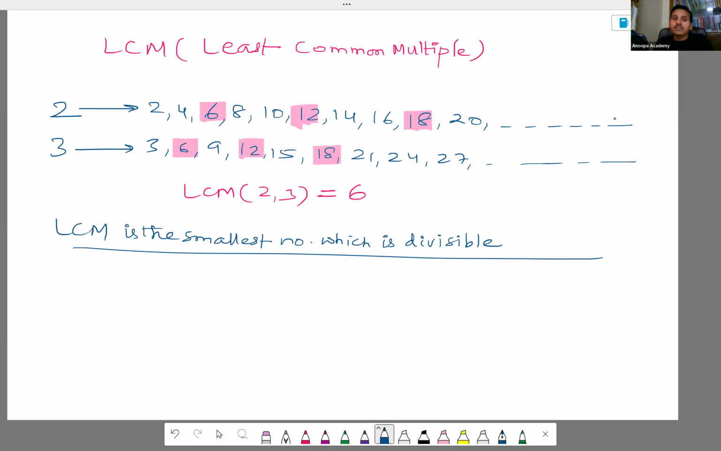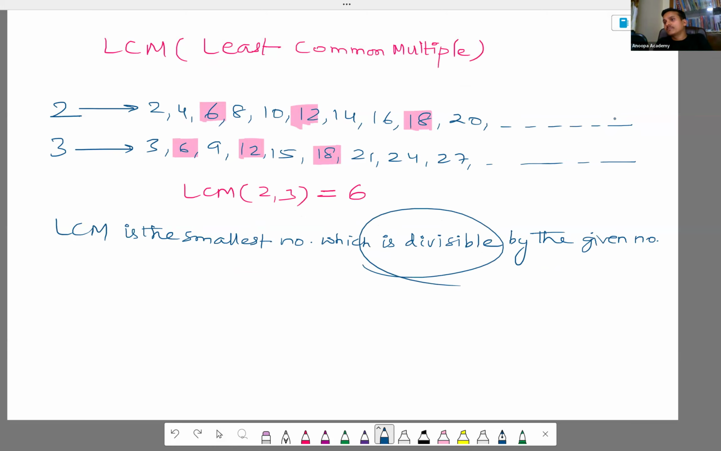Yes. Perfect. So LCM is the smallest number which is divisible by the given numbers. LCM is the smallest number which is divisible. Please remember.